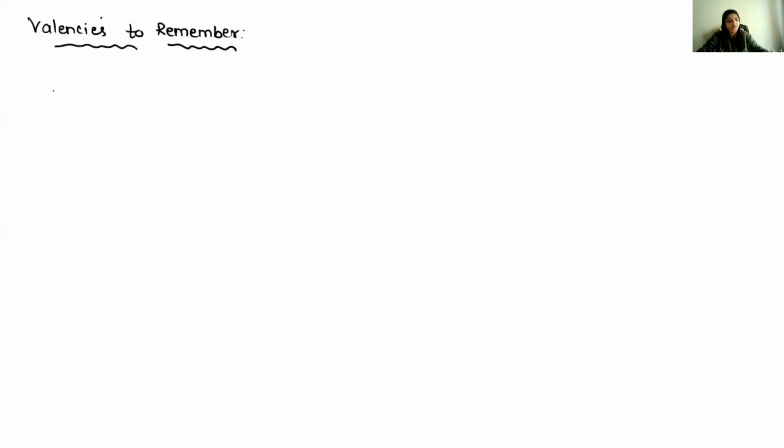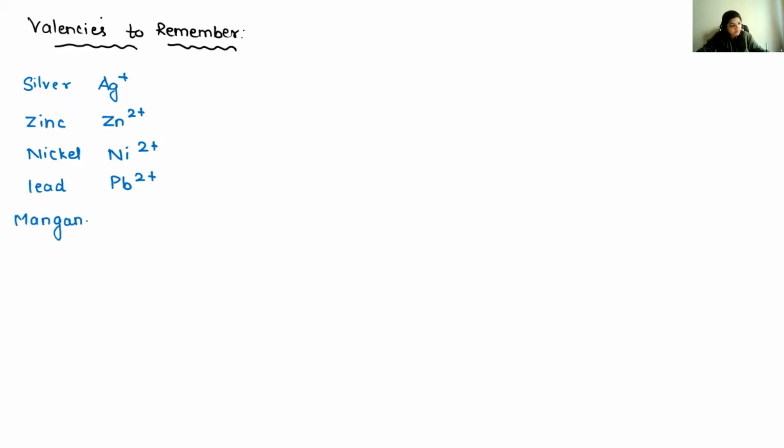So first we are going to write for elements. Let's say silver, which is Ag+1. Then we have zinc, Zn2+, nickel, Ni2+, lead, Pb2+. Then we have manganese, Mn2+. Then we have iron.